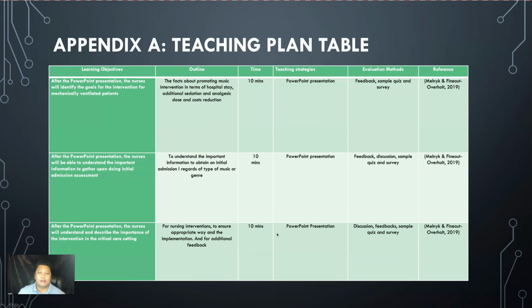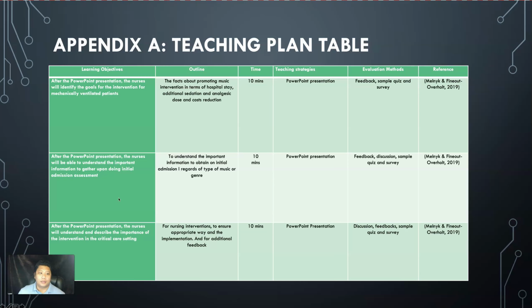These are the appendices. This is the teaching plan table. The learning objective for this one is for the nurses to identify the goals of the intervention, which is promoting an intervention to lessen the hospital stay, lessen additional sedation, and reduce cost. The time for that was 10 minutes. The teaching strategy was the PowerPoint presentation, and the evaluation methods were the feedback and sample quiz survey.